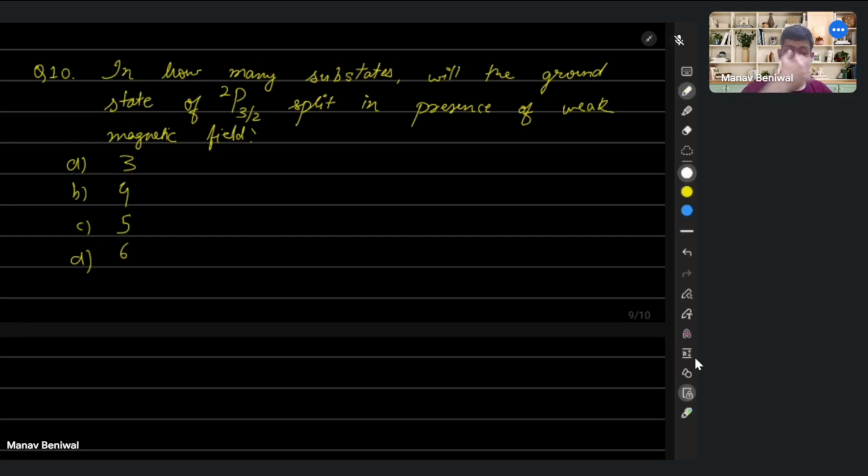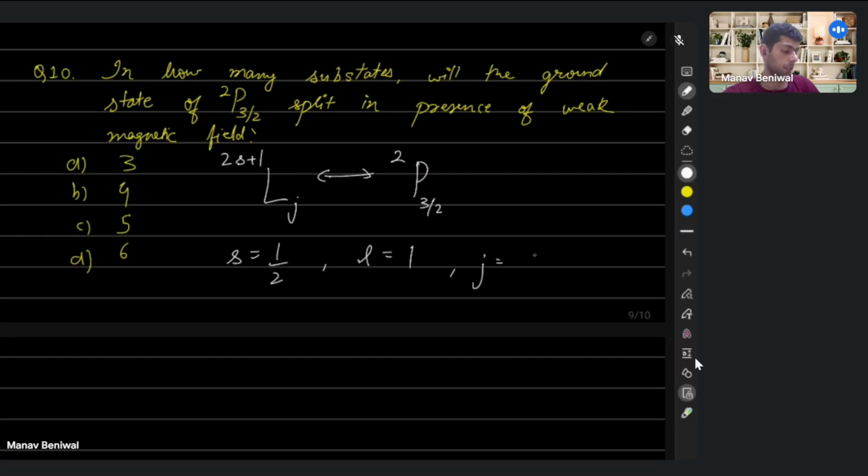So let us write our standard notation, which is 2S plus 1, and here we have J. And if we compare it with 2P 3/2, we get that S is half, P means L is 1, and J is 3/2. Okay, just on comparison.